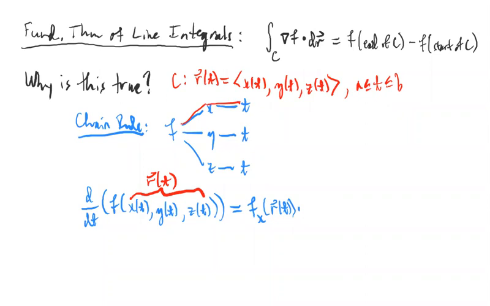X prime of t, yeah? And then I would have to add in what we do along that middle branch, which would be the y derivative of f evaluated at r of t, multiplied by y prime of t. And then finally, we get a contribution of a rate of change along that bottom branch right there, which is going to be given by f sub z evaluated at r of t times z prime of t, yeah?